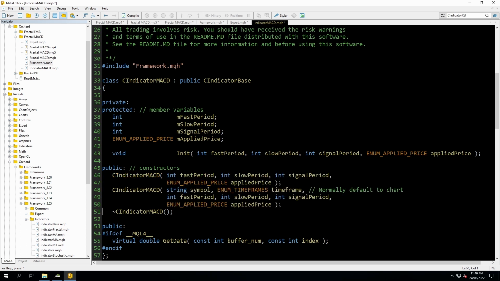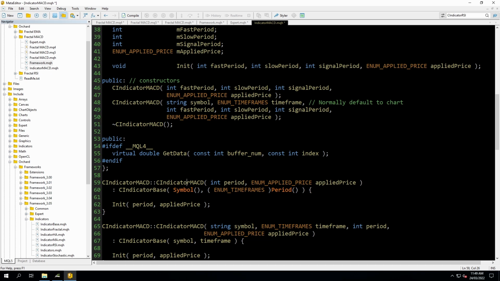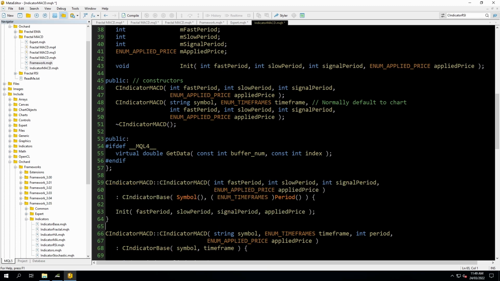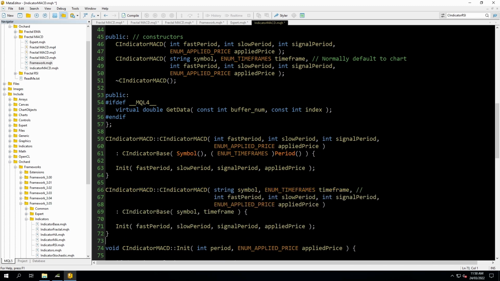So those constructors change, obviously, just for the different arguments: fast, slow, and signal. This ifdef MQL4 virtual double get data, that doesn't change because I'm still going to be asking for a buffer number and an index to get the values for MQL4. The change here is largely just because of the different values being passed in and a different call to the init. So new values. C indicator base gets the same values again though, symbol and time frame. And then the same changes to this second constructor.